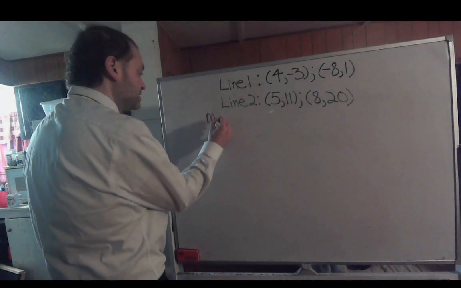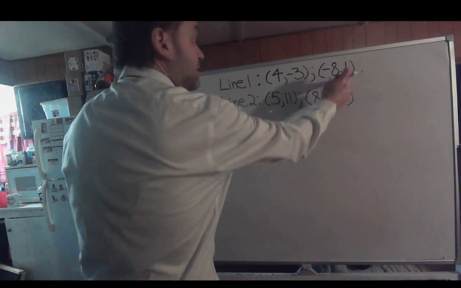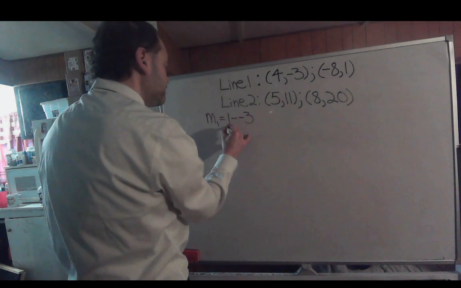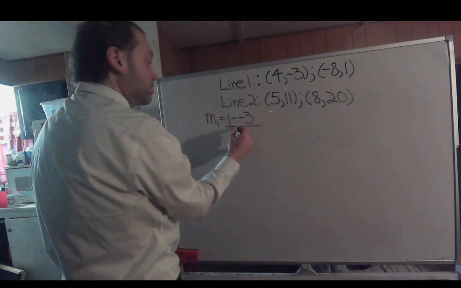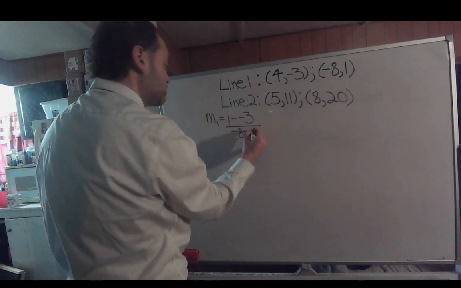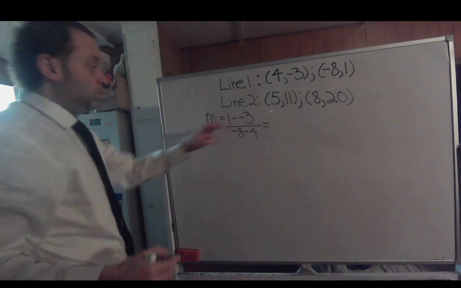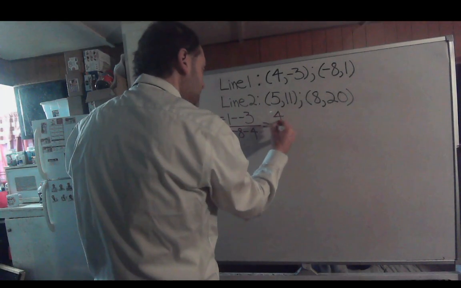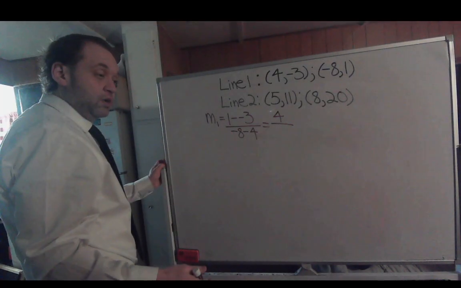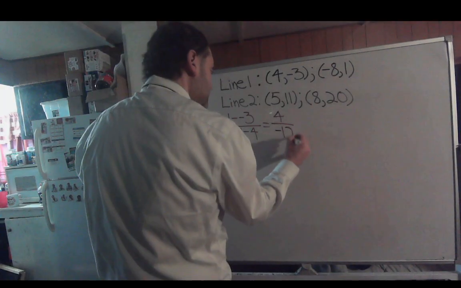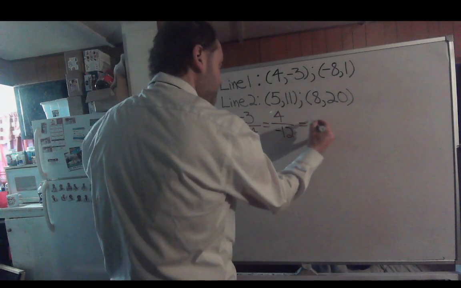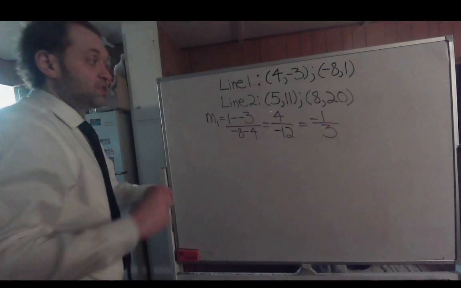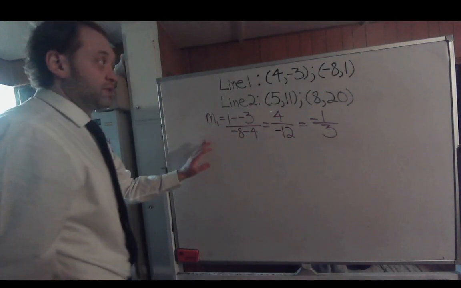So m sub 1, the slope of line 1, take your second y coordinate of 1 minus your first y coordinate of -3, divide that by your second x coordinate of -8 minus your first x coordinate of 4. Okay, so 1 minus -3 turns into 1 plus 3. Well, that's 4. Divide that by -8 minus 4. Well, that's -12. 4 divided by -12 gives you a slope of -1/3. Very good. So you get a slope of -1/3 for line 1.